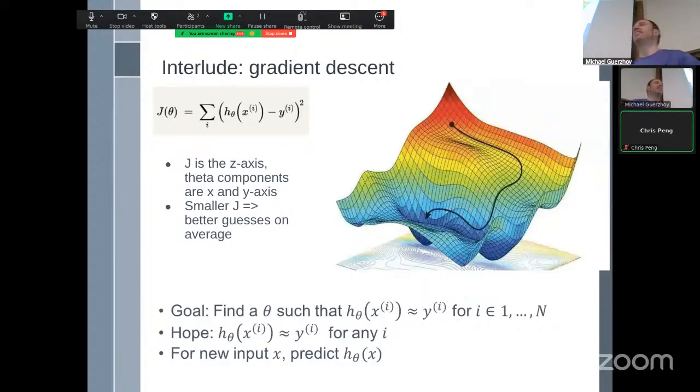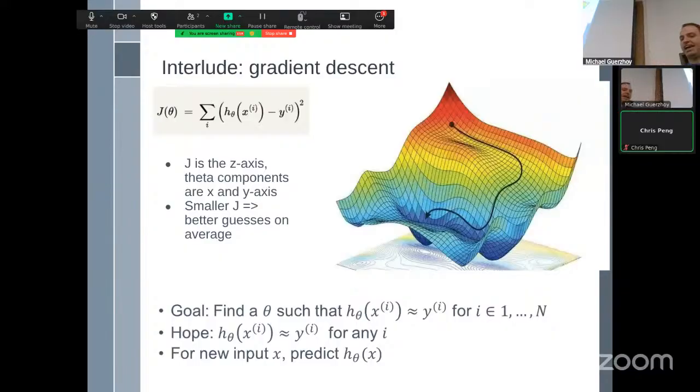So how can you do it? Well, gradient descent. Here's a picture of what we're going to do. The picture represents J. J is the z-axis. And if you imagine theta is two-dimensional, then the x is theta 0 and the y is theta 1. And then J is going to be some kind of surface like this. Does the graph make sense?